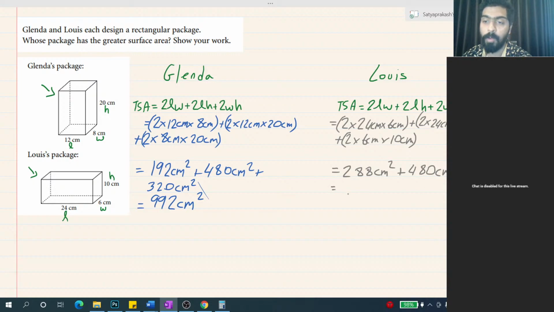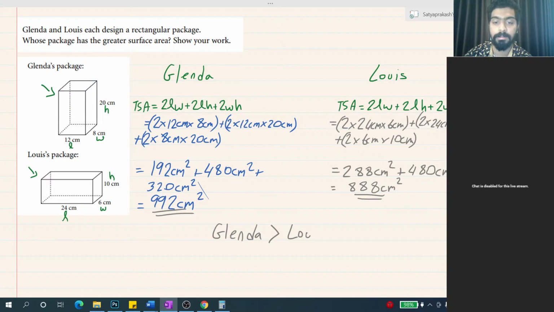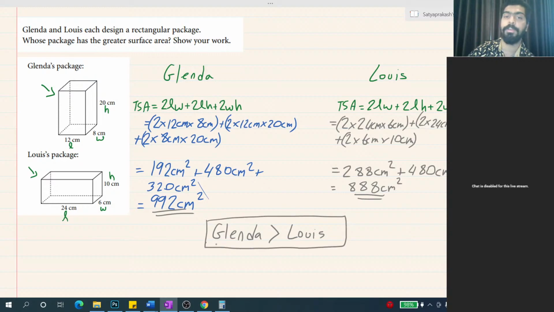So the final answer, when we add it up, we should have 888 centimeter square. You were almost correct, Peng Peng. You said Louis, which is 888, but as we can see here, Glenda's is 992, where Louis is 888, right? Therefore, Glenda's surface area is greater than Louis, right guys? So Glenda's rectangular prism has greater surface area than Louis. All right guys, good job Acre and Peng Peng.